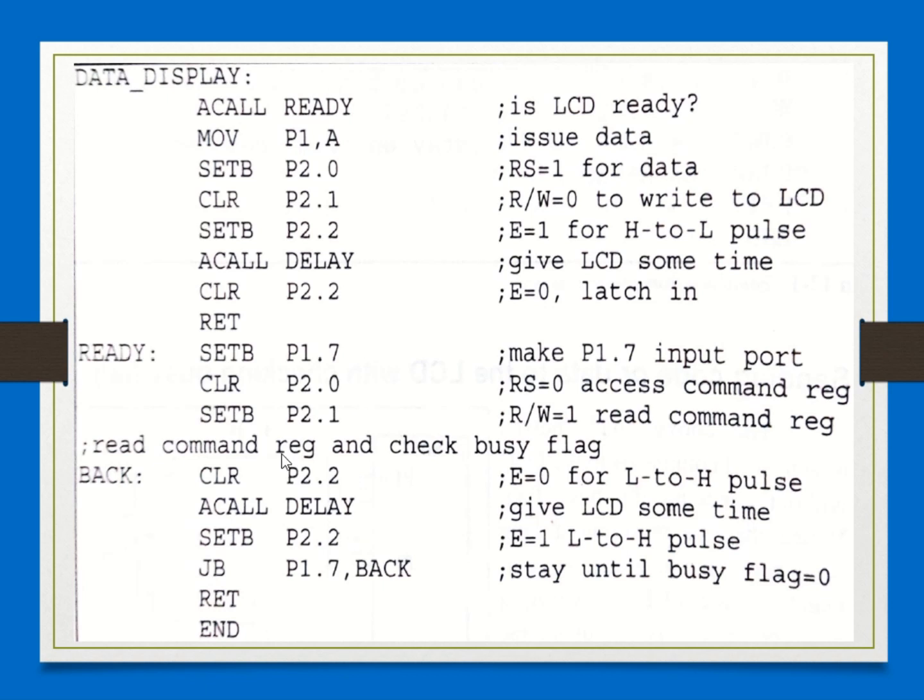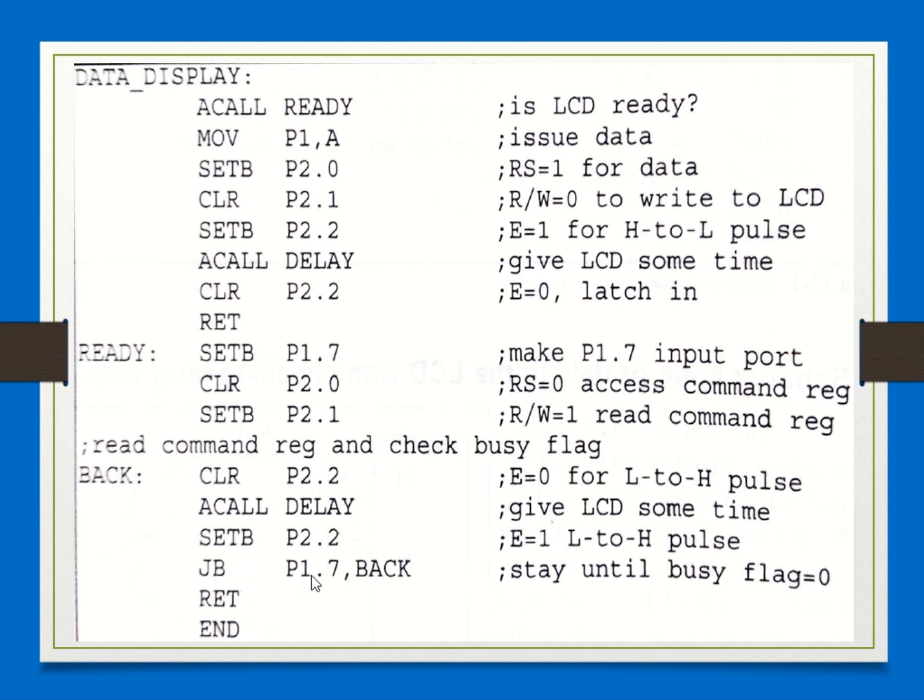We were here. So you're now reading the busy flag. Clear P2.2, that is the E line, making it 0. So you are sending a low to high pulse. This is the read operation, right? When you send a low to high pulse to P2.2, the E line of the LCD, first you are sending 0, waiting for some time and making it 1. That means you are reading the busy flag status now.